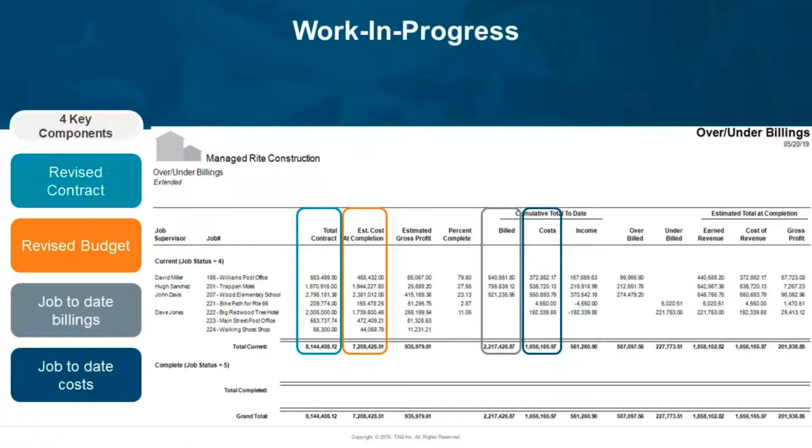So there's 4 key components of your work in progress schedule. So the first is your revised contract. So again, this is your contract with your customer plus any approved change orders, as well as your revised budget. Again, original plus any approved change orders. It needs to have your current job-to-date billings. So again, just like with the cost, we need to make sure that all of our billings have been entered. Otherwise, we're not going to get an accurate picture of how this job is doing. And we need to enter in our job-to-date costs.